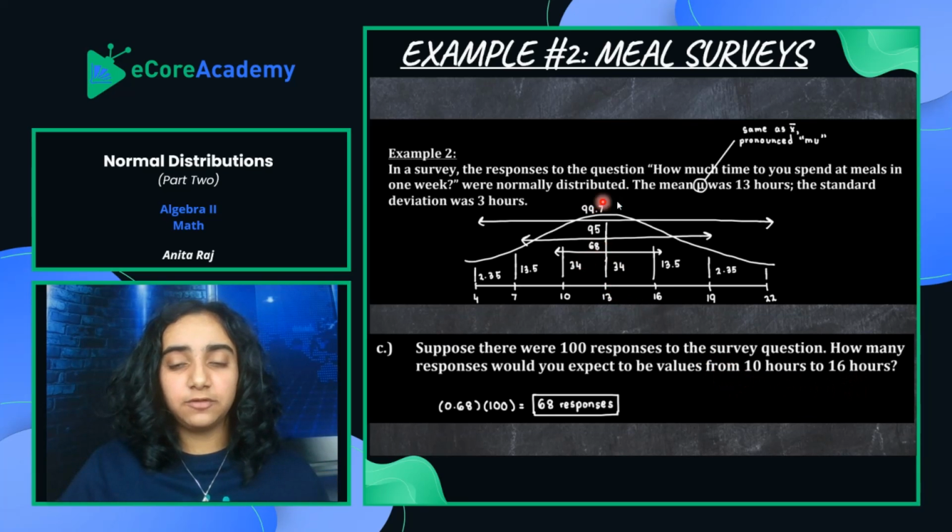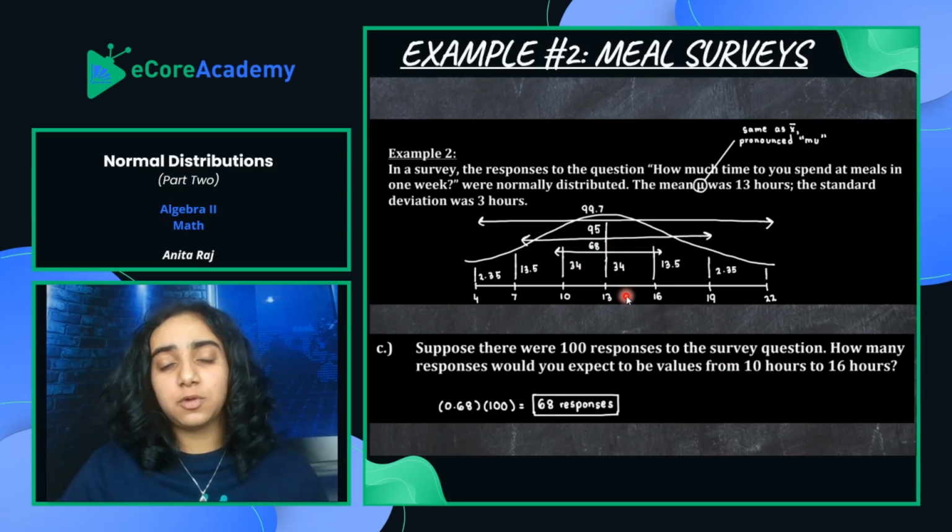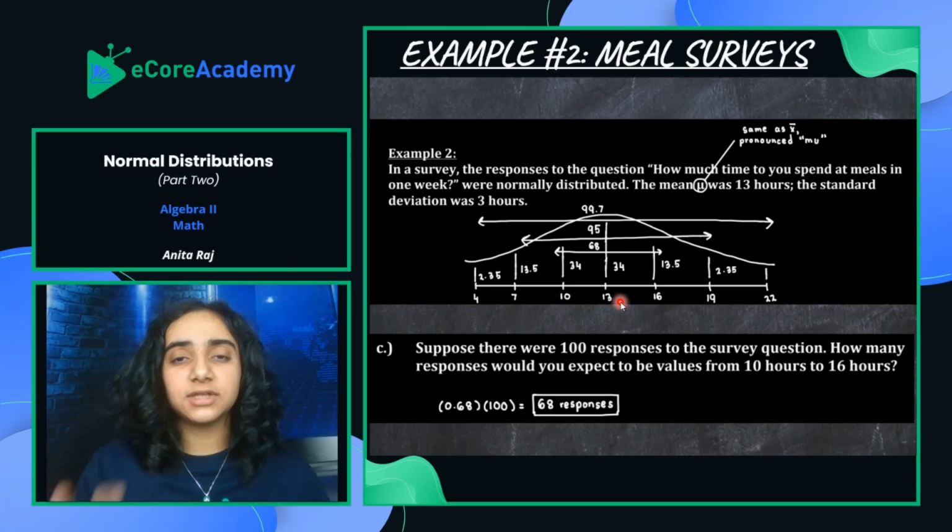We found out that 34 plus 34, or 68, is the percent within one standard deviation of the mean. That means that 68% of the data values of the total set are going to fall in that 10 to 16 range, or one standard deviation of the mean.